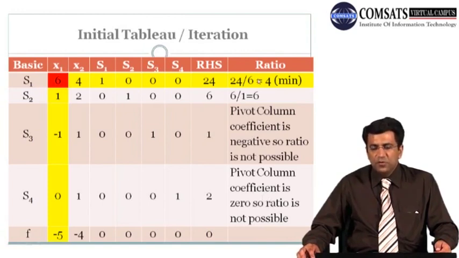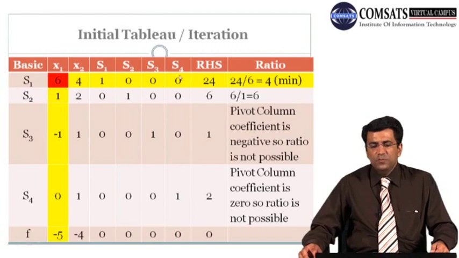So in this ratio column we just have two valid values, that is 4 and 6. Out of these valid values we'll have to identify the minimum value, and in this case the minimum value is 4. So this minimum value will help us to identify the pivot row. Actually the corresponding row of this minimum value will be our pivot row.